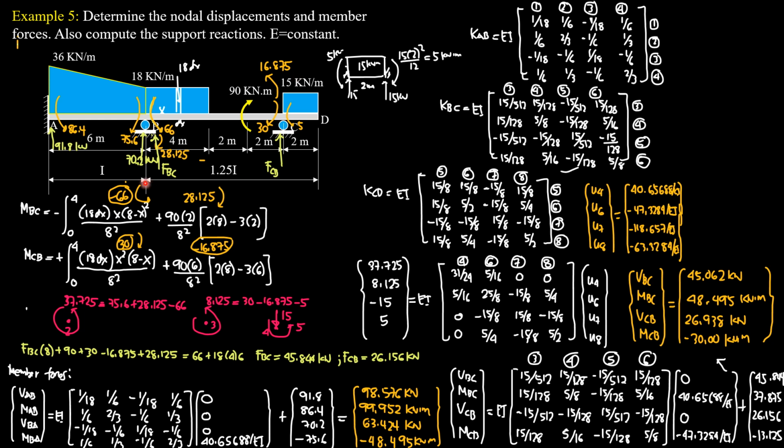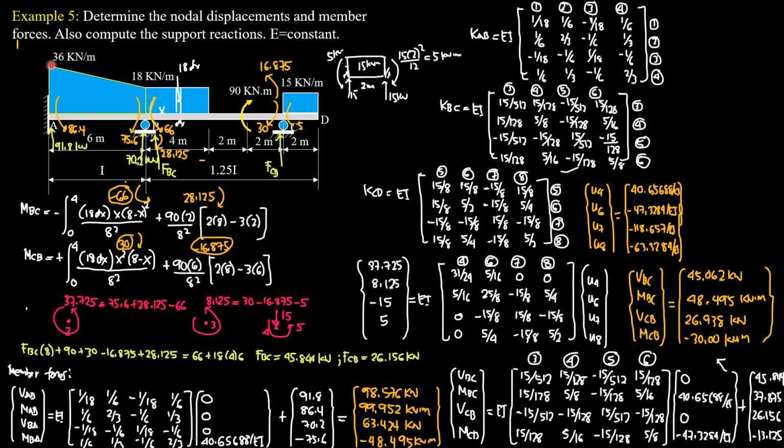E is constant. For portion AB, the moment of inertia is I. For portion BCD, we have 1.25 of I. But this is incorporated in the stiffness of each member by the formula which you already know. So first, for the fixed moment in AB, we divide the load into rectangular load and triangular load.